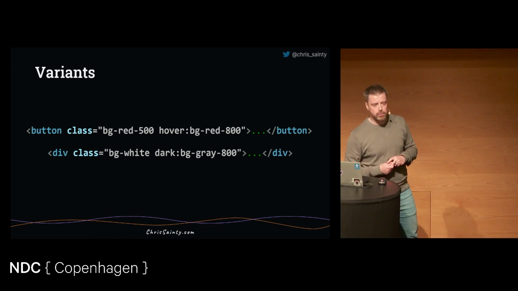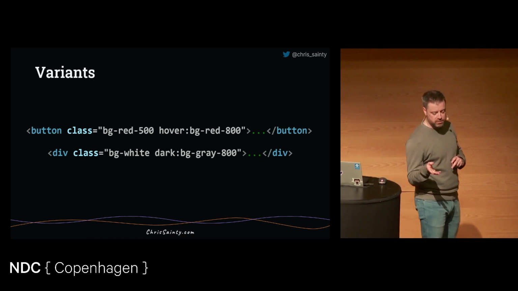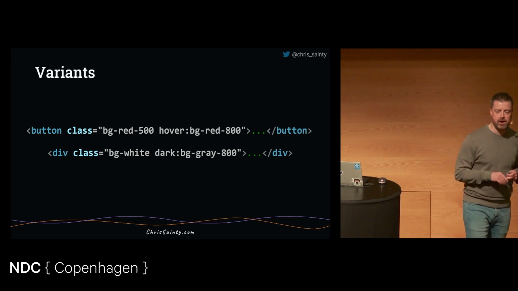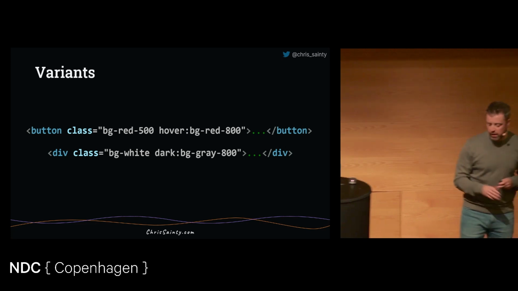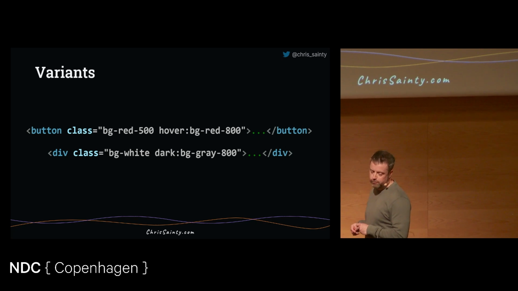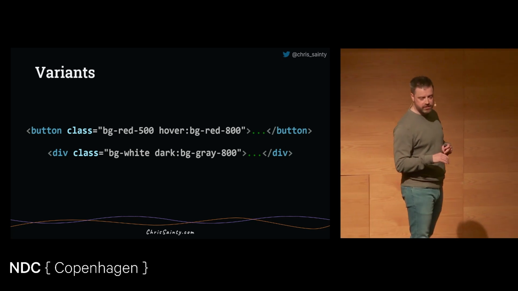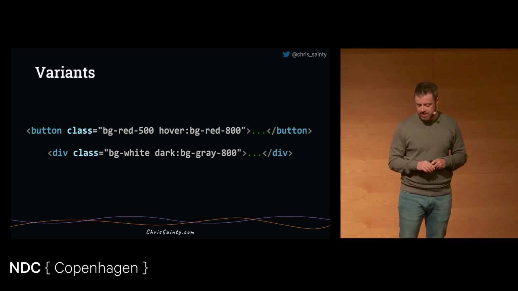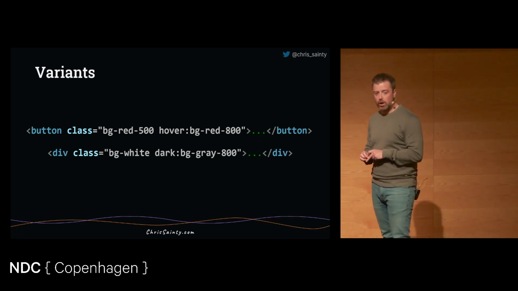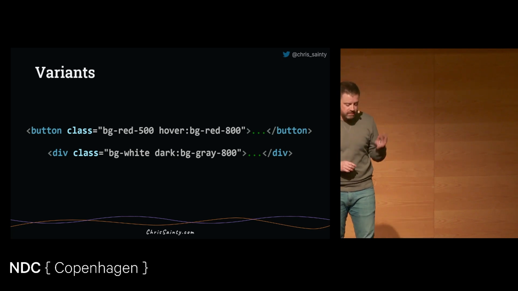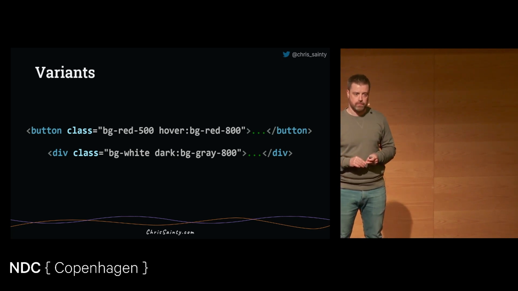But here's a couple of examples. So, a good example is a button. I want it to be a background red 500 by default, but when you hover over it, I want the background to be red 800. And then there's a modifier here as well, a variant for dark mode. So this is saying for this div at the bottom, the background's going to be white by default, but if dark mode is active, then it's going to be BG gray 800. Okay.